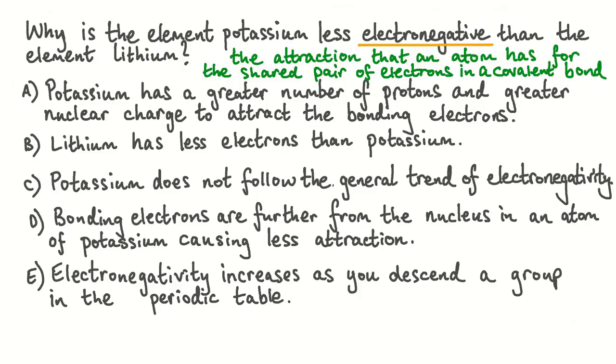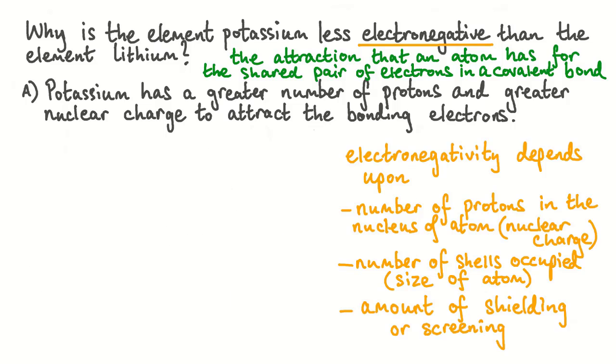In this question, we're being asked to compare the electronegativity of two elements. Remember that electronegativity is the attraction that an atom has for the shared pair of electrons in a covalent bond. To answer this question, we'll check the validity of each statement against the main factors that influence electronegativity. Electronegativity depends on the number of protons in the nucleus of an atom, sometimes referred to as the nuclear charge. It also depends on the number of shells occupied, which influences the size of an atom, and also the amount of shielding or screening taking place in that atom.